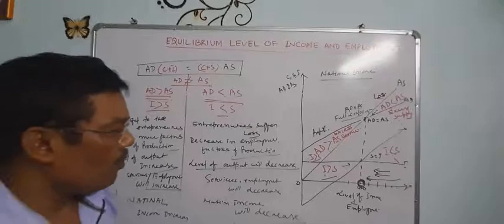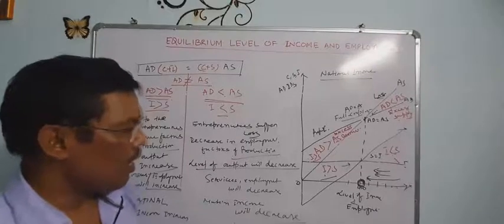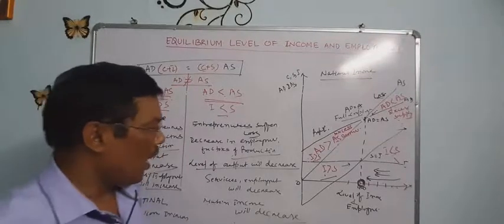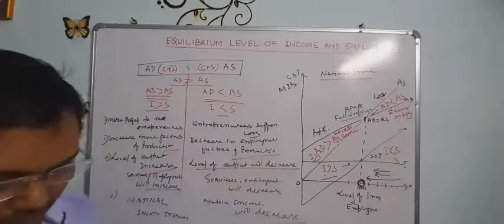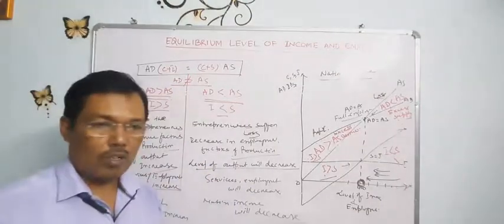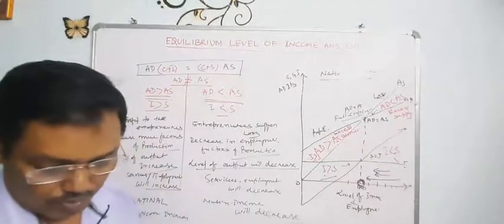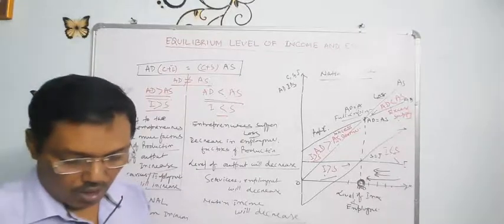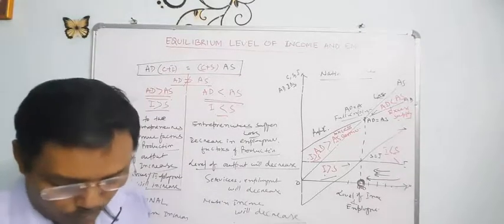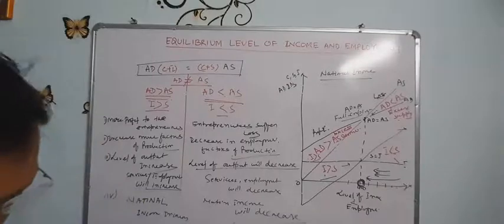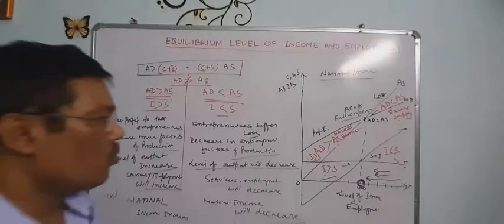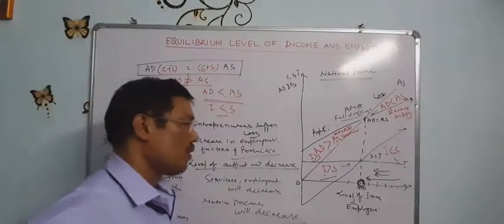From our table and diagram of the last period and the situations we analyzed here, the equilibrium level of income is determined only at the point where aggregate demand is equal to aggregate supply.